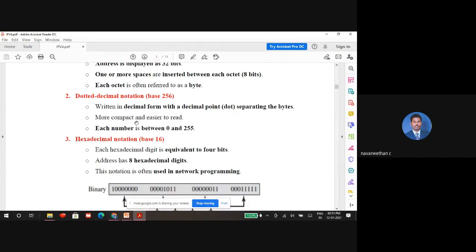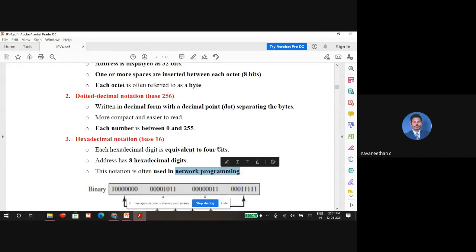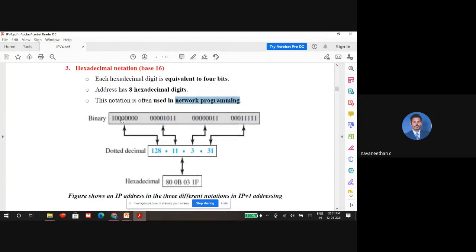Next one is hexadecimal. With respect to hexadecimal, we know its base is 16. Each hexadecimal digit is equivalent to 4 bits, so the address has 8 hexadecimal digits. This notation is used in network programming. You might have asked why we prefer hexadecimal, since you might have studied only the other two. I have given a simple example.